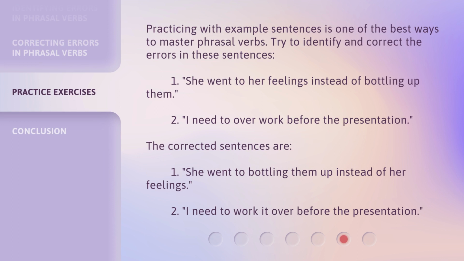Practicing with example sentences is one of the best ways to master phrasal verbs. Try to identify and correct the errors in these sentences. 1. She went to her feelings instead of bottling up them. 2. I need to overwork before the presentation. The corrected sentences are 1. She went to bottling them up instead of her feelings. 2. I need to work it over before the presentation.